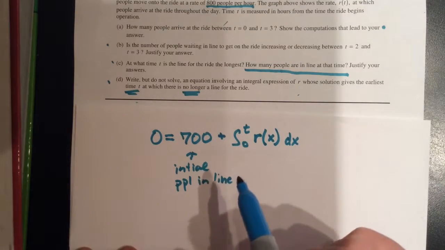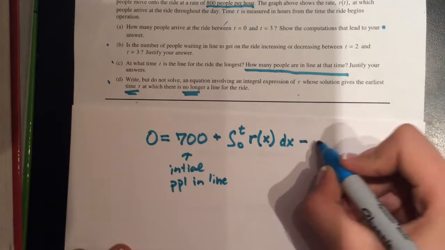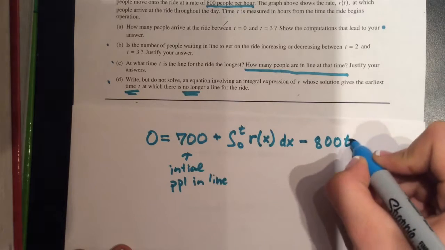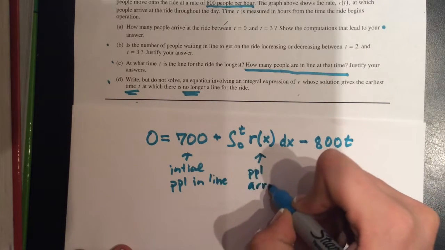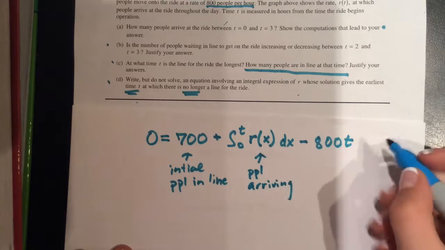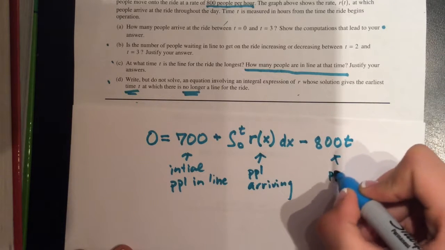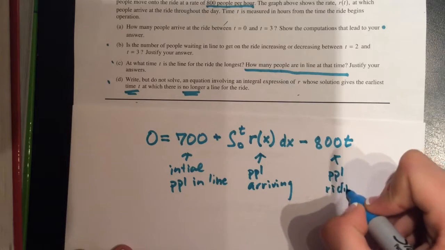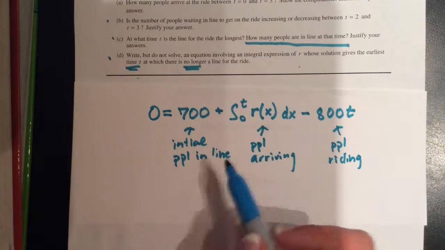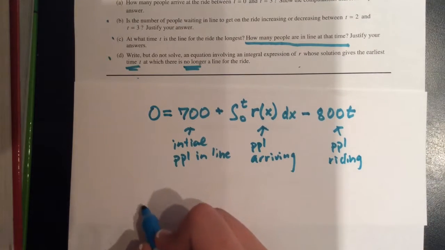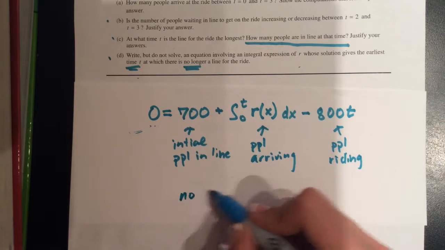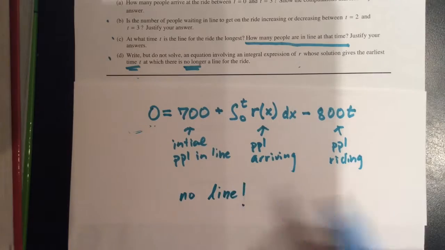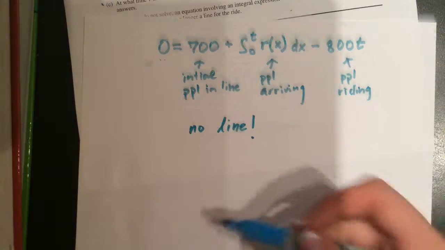Next, we're going to subtract the number of people who are actually getting to ride the ride. That's 800t, because 800 people ride the ride every hour. So the integral in the middle is the people arriving in line, and the last piece, 800t, is the people riding the ride. When that 800t becomes bigger than the 700 plus the integral in the middle, so that the entire thing is equal to 0, that is when there's going to be no line for the ride.